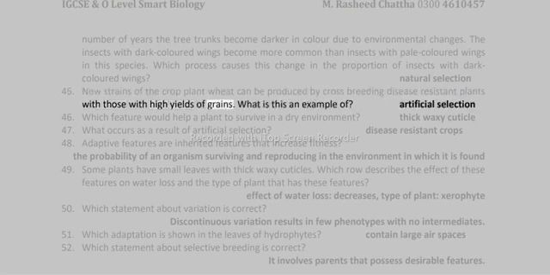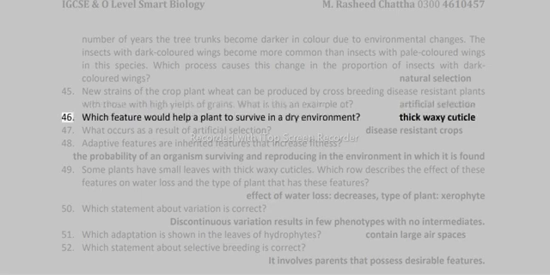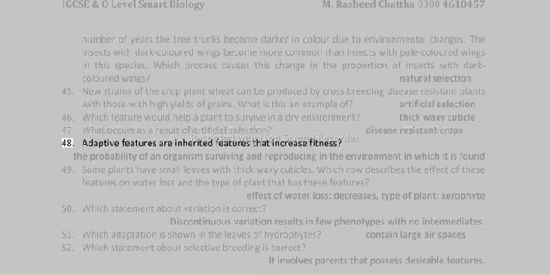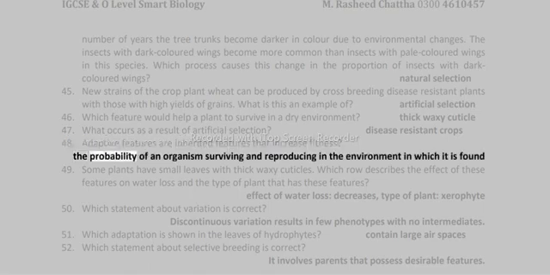high yields of grains. What is this an example of? Artificial selection. Question 46. Which feature would help a plant to survive in a dry environment? Thick waxy cuticle. Question 47. What occurs as a result of artificial selection? Disease-resistant crops. Question 48. Adaptive features are inherited features that increase fitness: the probability of an organism surviving and reproducing in the environment in which it is found.